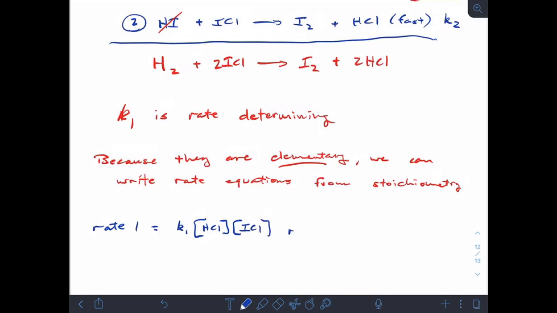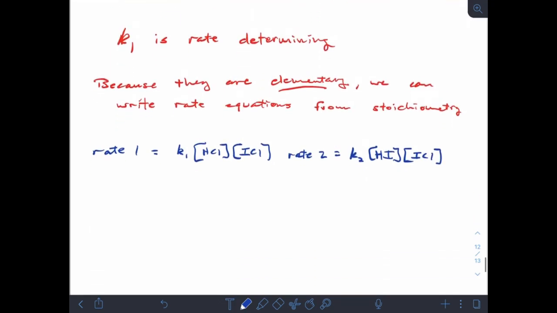Okay. And then rate 2 for reaction 2, again, we have stoichiometry of 1 and 1. So I'll have K2 HI to the first and ICl to the first. Okay? So whatever I want, if I can write a rate equation for anything, and if I'm told that it's an elementary process, my order will be based on the stoichiometry.